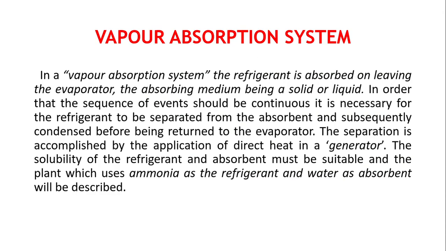Students, today we are going to see the vapor absorption system. As we have already discussed the vapor compression refrigeration system, which is the most commonly used refrigeration system, widely used in domestic applications such as refrigerators, storage, and preservation of ice creams, vegetables, etc. You have seen that a vapor compression refrigeration system mainly consists of a condenser, compressor, evaporator, and expansion valve.